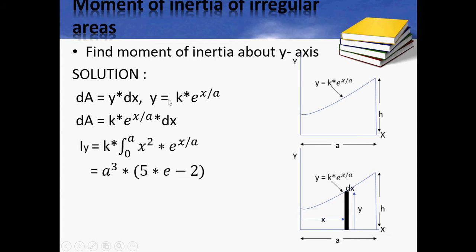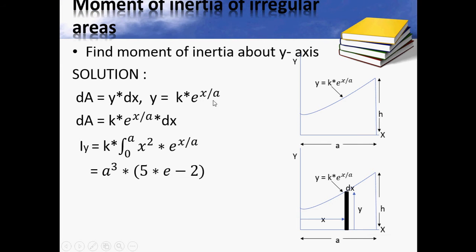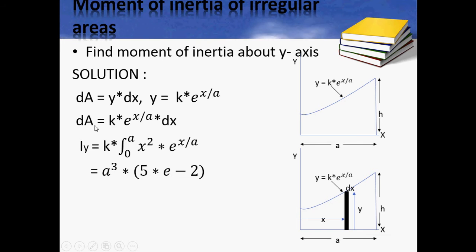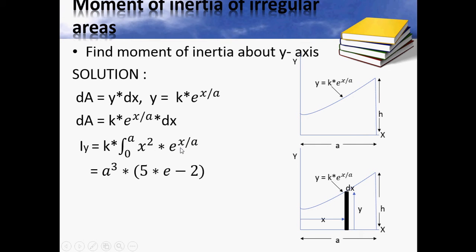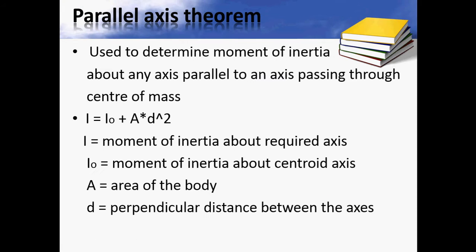So let us consider a rectangular strip at a distance x from the y-axis, and its height is y, and its thickness is dx. So dA, the area of this strip, is equal to y into dx. We have y equals k into e to the power x by a. So we get dA in terms of x, which is dA equals k into e to the power x by a into dx. Okay?